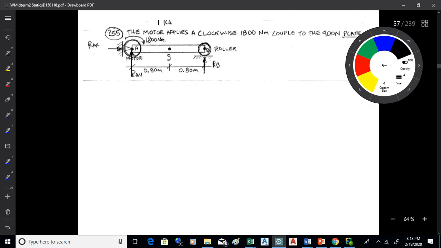Okay, the last one there, we've got the motor exerting a couple or a moment, whatever you want to call it. We got a pin joint holding up the motor. We've got the roller. And then there would also be the weight.